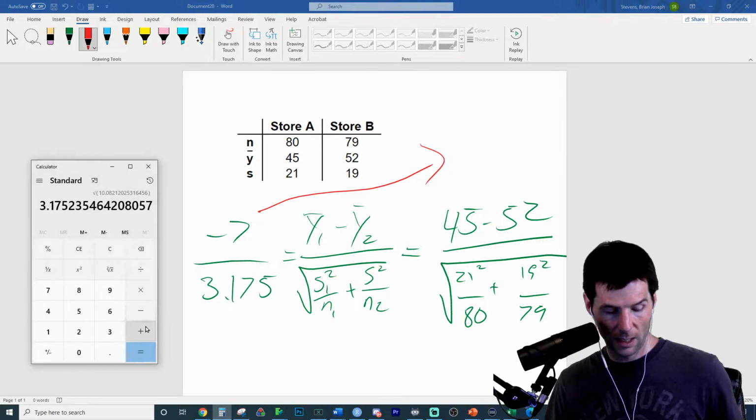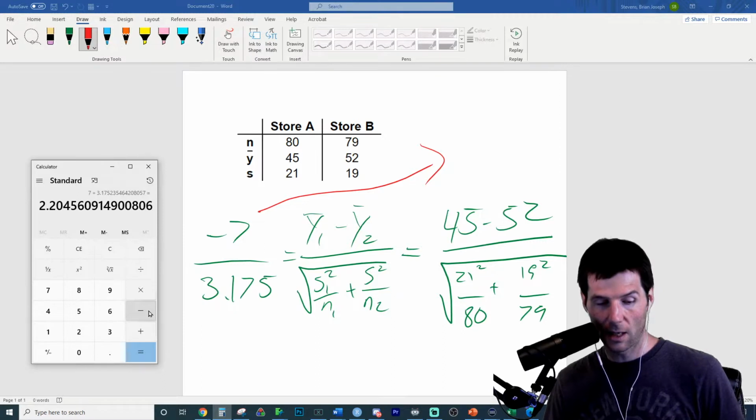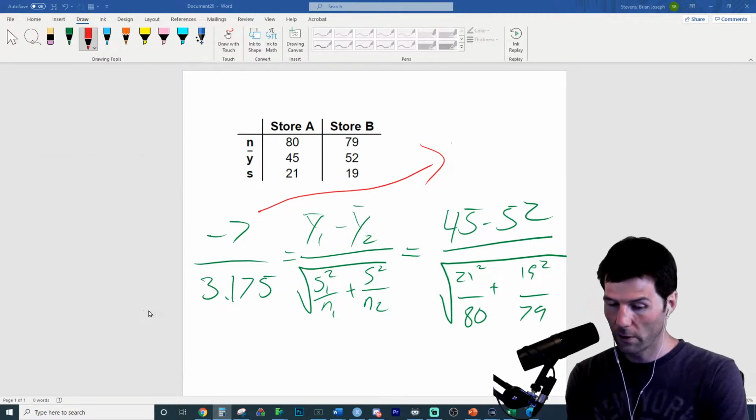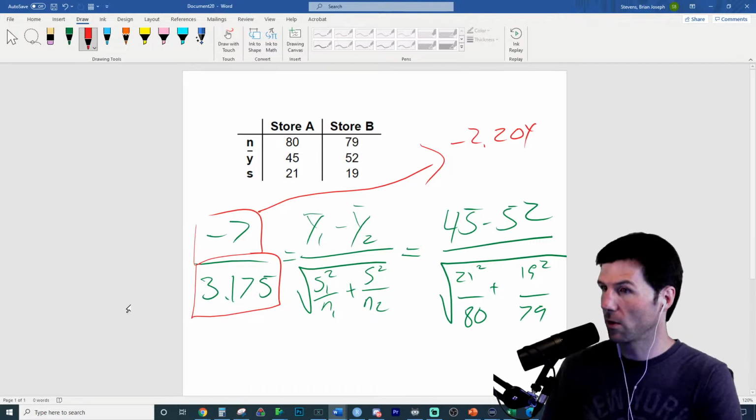And let's go ahead and copy this. 7 divided by this, it's negative 2.204. And that's because the negative is right here. So just make sure to divide these out and get the number you're looking for.